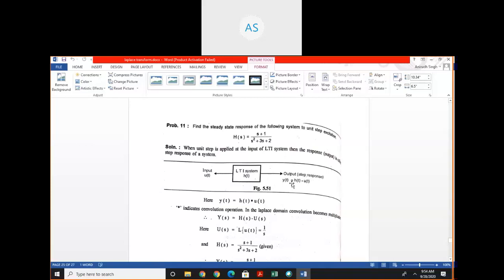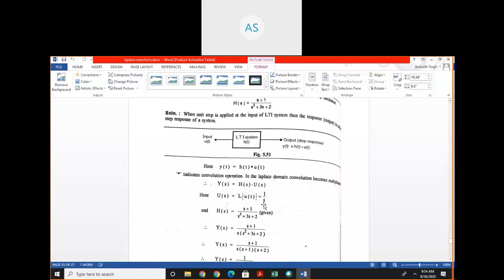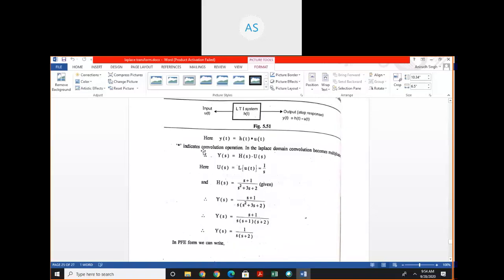Find the steady state response for the following system to unit step excitation. It means the input is a unit step. Unit step excitation means that the input is a unit step, the transfer function is given, and you have to calculate the output of this system for this input signal.